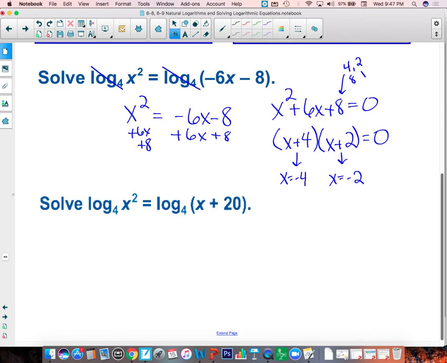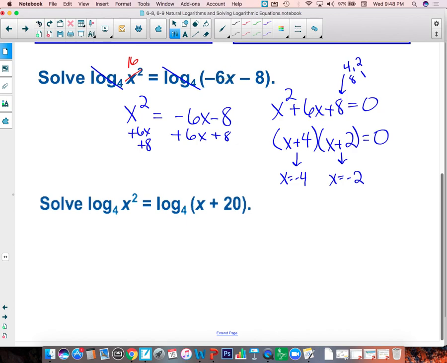Now you're not done with these because we have to check them, because we have to check for extraneous solutions. Remember, the things that we cannot have inside of a logarithm will be negatives. You can't have negatives inside of a logarithm. So plugging these in, if I plug in -4, this would give me a 16, and this one right here would give me 24 minus 8, which is log base 4 of 16 in both of those. So we're good there.